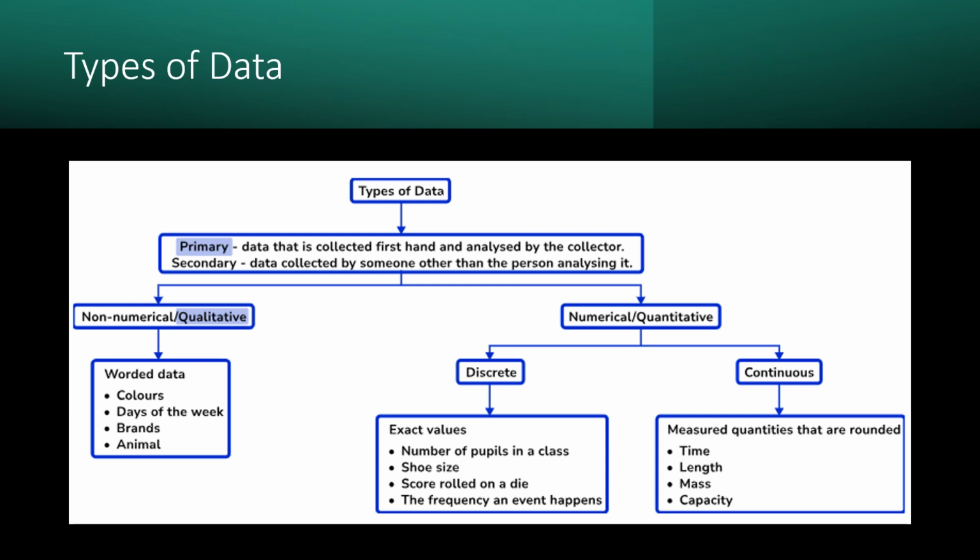In other words, it can be either continuous, so that's quantities that can be rounded. So things like time, length, mass, capacity, and discrete data would be exact values. So these are numbers of maybe students in a class, the shoe size, score rolled on a dice, and the frequency of events that occur.